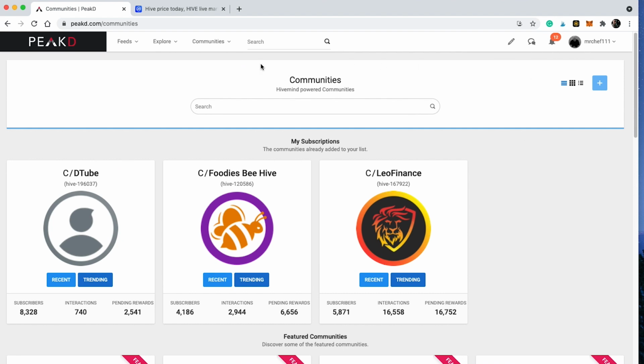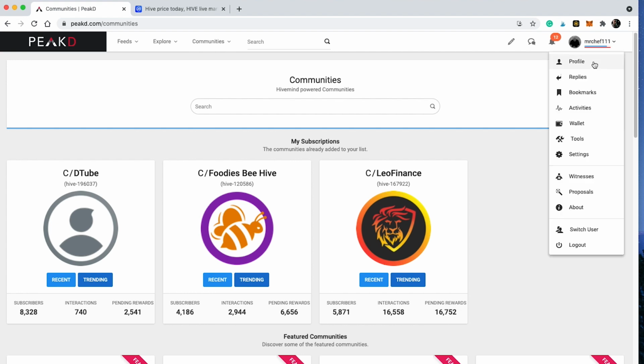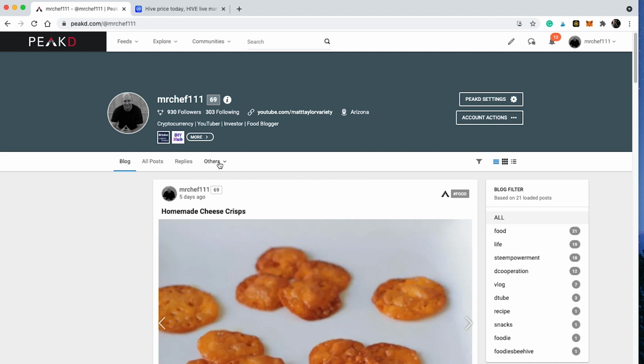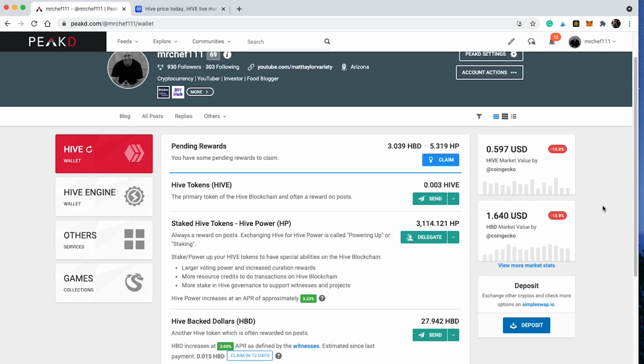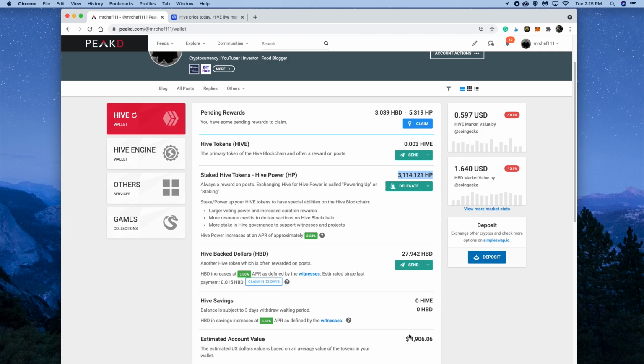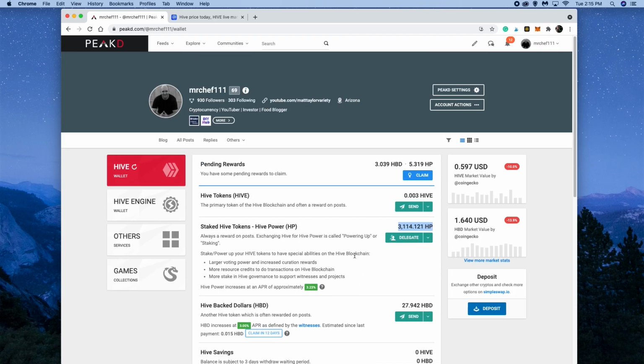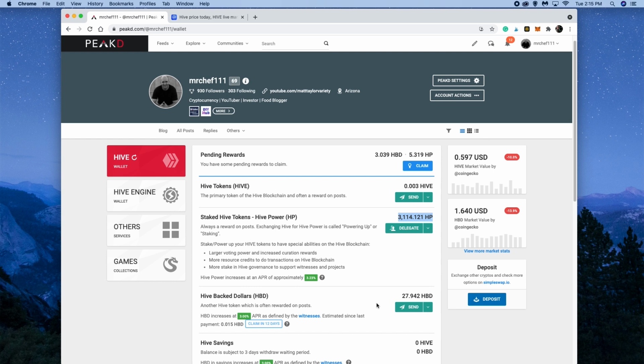And if you go in here, I don't mind showing you what my wallet looks like. If you go in here to wallet, I have some tokens that I can claim right here. So you can claim those. And here's my Hive power right there. And then you can see the estimated account value down here. And if you want, you also earn these Hive Backed Dollars. You can just send that and trade it in for another crypto if you want. Or you can trade it into Hive and power up and get more power, because the more power you have, the greater your upvote is worth.